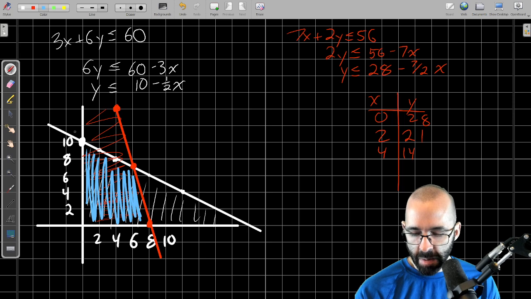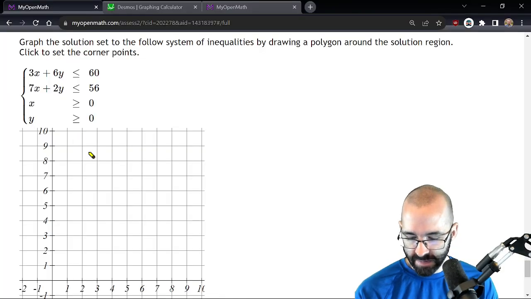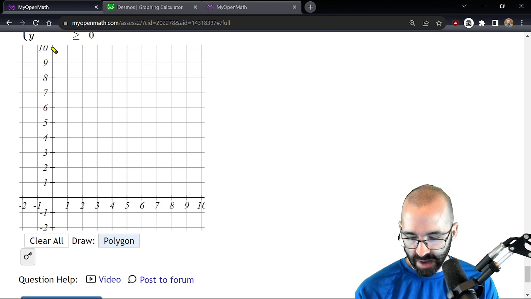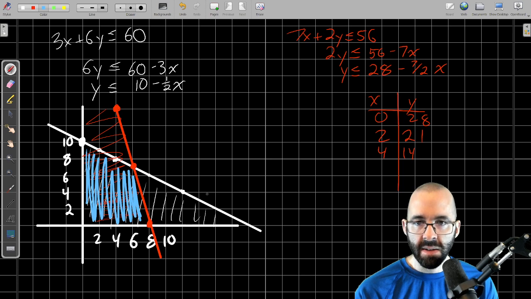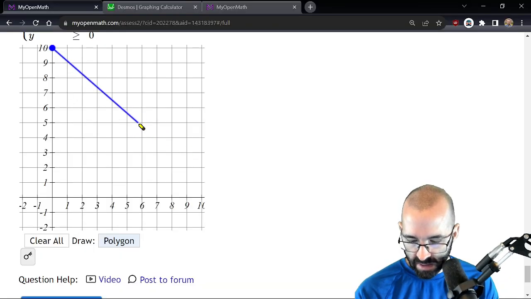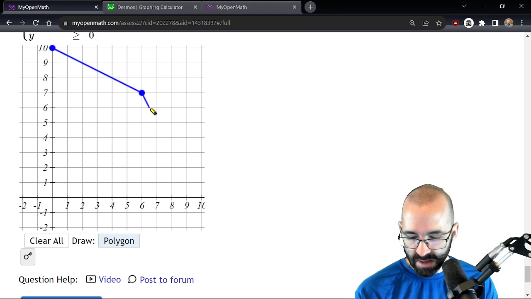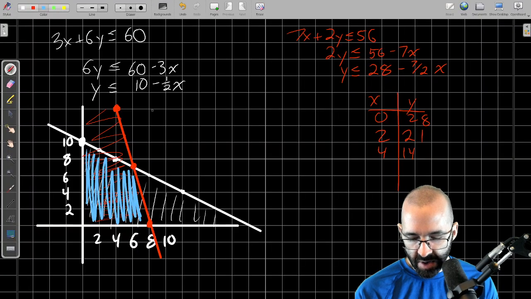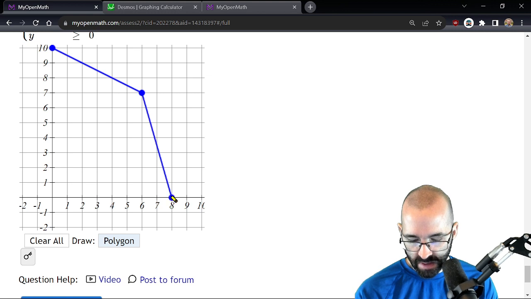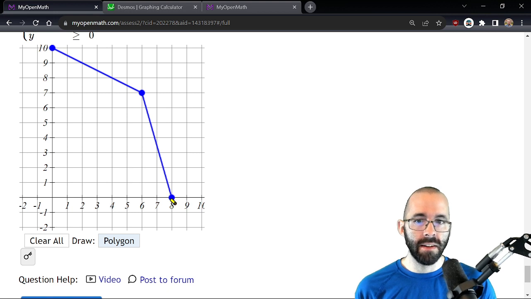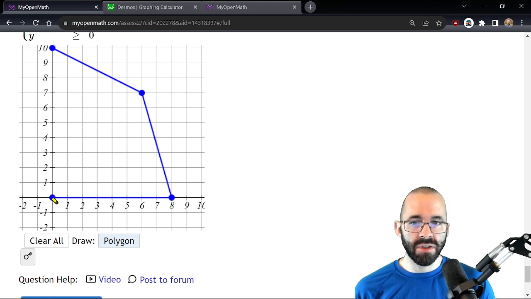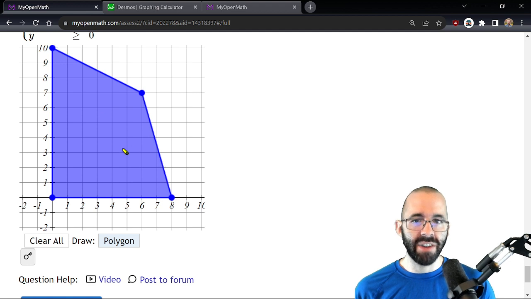So either way, we need to draw the polygon. It starts at 0, 10. So we'll start at 0, 10. And then it goes to, it looks like that's 6, 7 where they intersect. 6, 7 is going to be right here. And then the red line crosses at 8, 0. And then remember that this is not a polygon. This is just 2 lines. We need to remember that also we're only looking at the first quadrant, and make a little fence. And it'll highlight the fence really nicely like this. Okay? This is what it should look like for your answer.